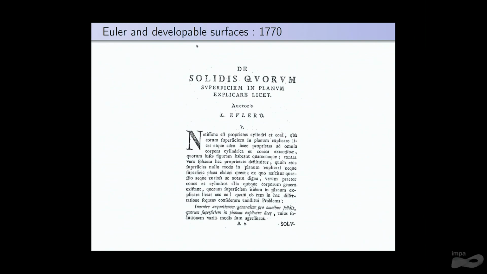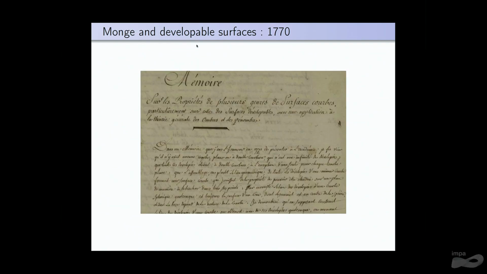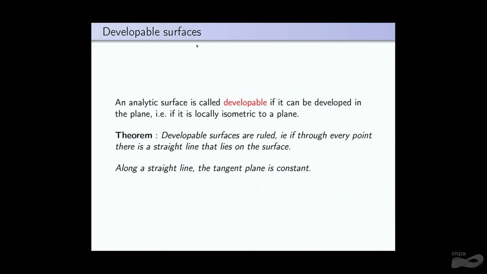And then you can see that the title says it's discussing solids that can be explained in the plane, surfaces that you can develop on the plane without creating wrinkles. This is a wonderful paper. There's this other paper by Monge, sur les propriétés de plusieurs genres de surfaces, particulièrement sur celles des surfaces développables. And then these two people at the same time, without any connection between the two, created the concept of developable surfaces. So here's the definition. A surface is called developable if you can develop it on the plane. Which means that locally it is isometric to a plane.